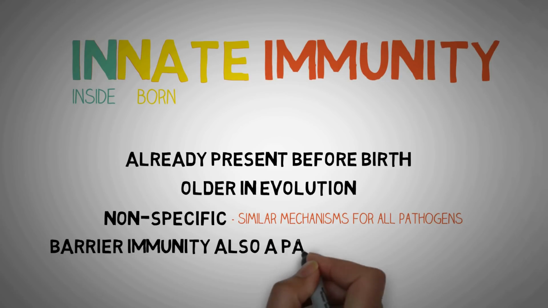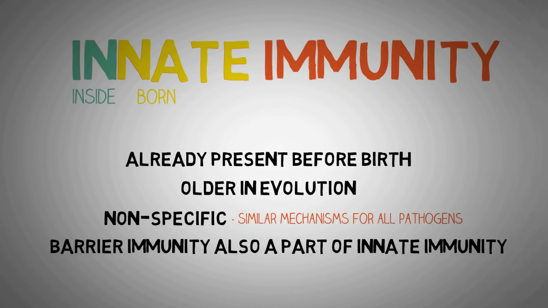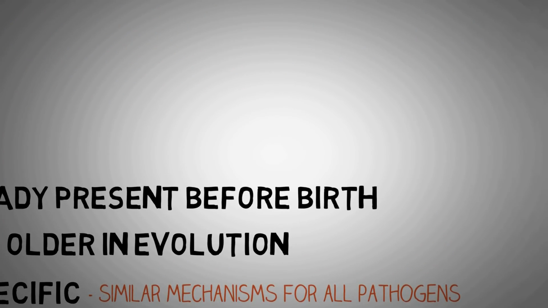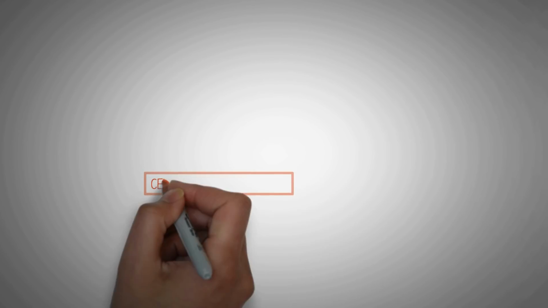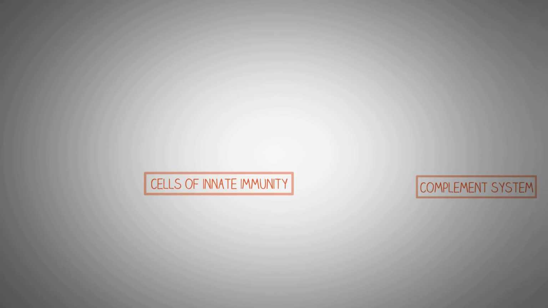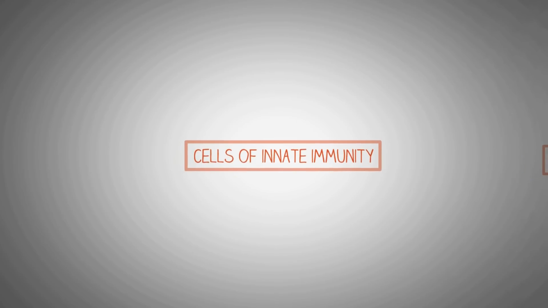Now, per se, the barrier immunity is also a part of the innate immunity, since it is also present since birth. But for understanding this topic, it is better to divide these types of immunity into three categories. Now, let's talk about the innate immune system in detail. The defense system of the innate immunity consists of the various types of cells and the complement system. Let's first talk about the various types of cells of the innate immune system and look at their basic functions.